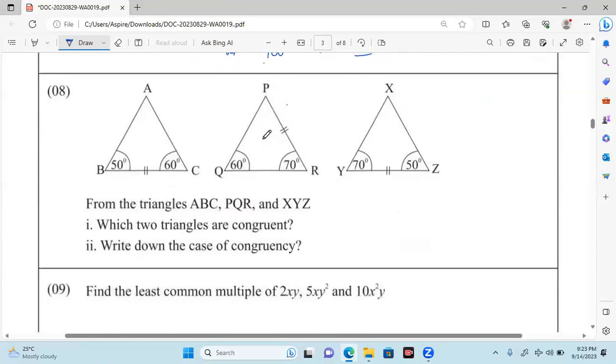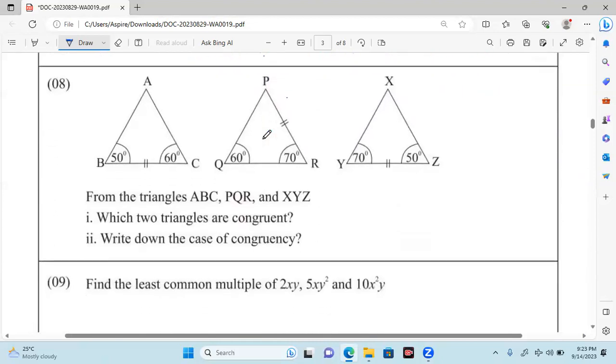Okay, the eighth one. From the triangles ABC, PQR, and XYZ, which two triangles are congruent? How do we detect which ones are congruent? Here it is 50 and 60. The side considered is the side in between these two angles.